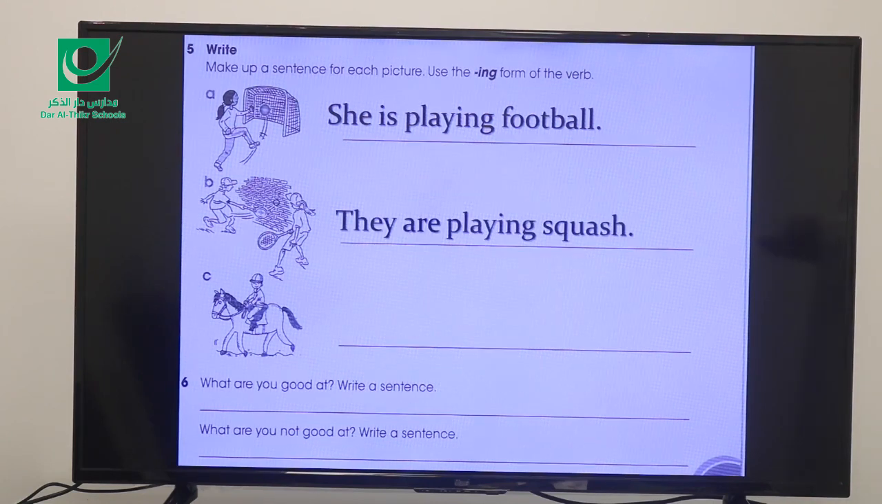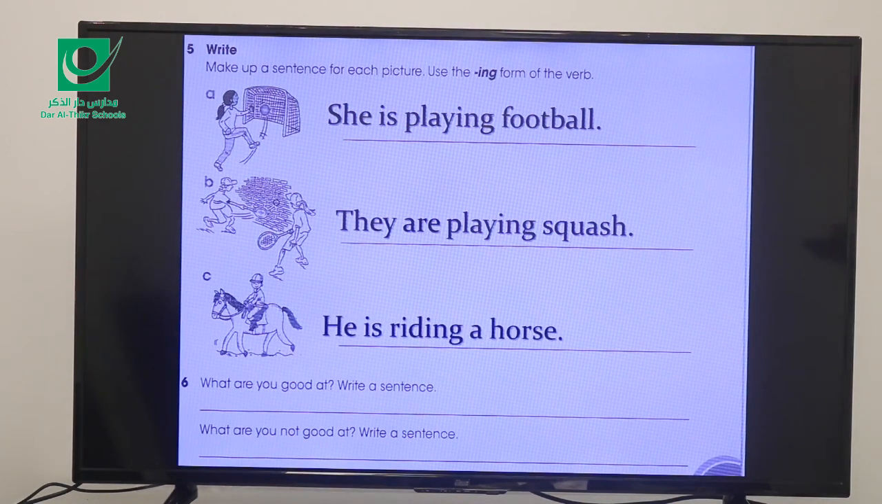In B, they are playing squash. You know, this is not tennis, because in tennis you need a net. But there's a kind of sport where you hit the ball on the wall, and this is called squash. And the third one, he is riding a horse.